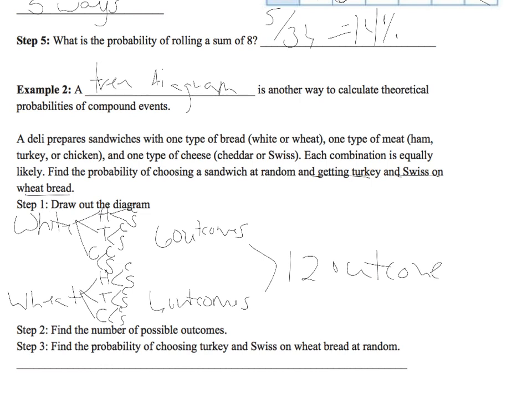So I'm not even going to look at this section where I have white bread because I'm really focused on wheat bread here. So wheat bread, I can choose turkey and Swiss. Only one time does that occur. So out of the 12 possible outcomes, there's only one that fits the criteria of choosing turkey and Swiss on wheat. So 1/12.